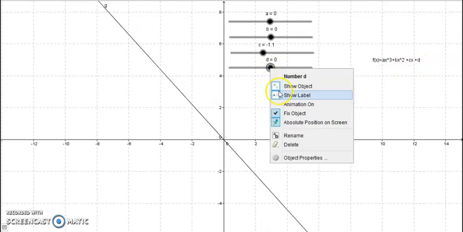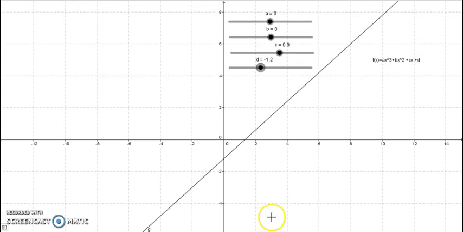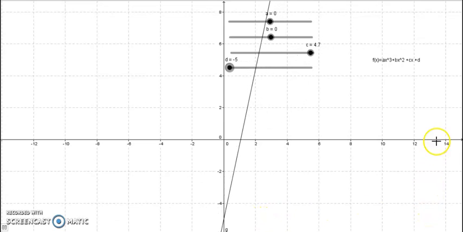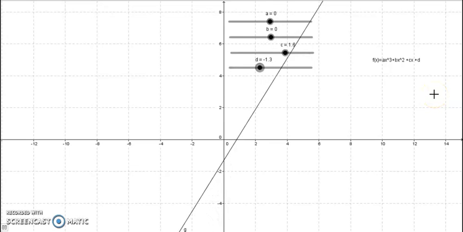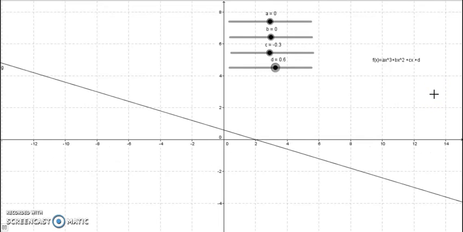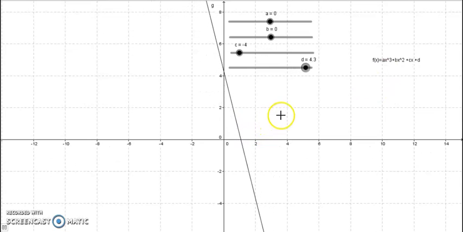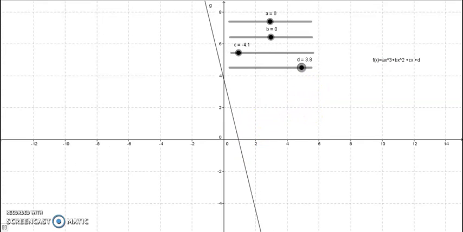So I'm going to add the q value, and what will happen as the q value changes is the graph now shifts up or down according to the d value. D tells me where the graph will cut my y-axis, also known as my y-intercept.